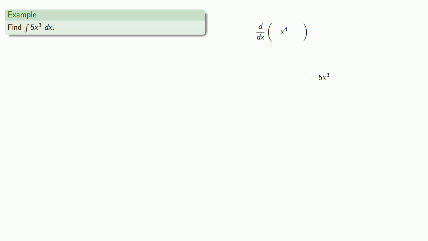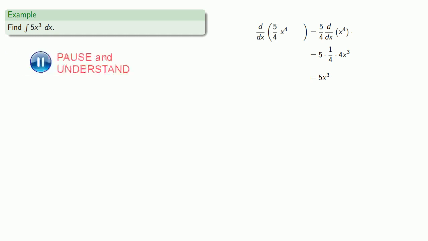If my original function was x to the fourth, then the derivative will be 4x to the third, which is exactly the same as what I want. Oh, wait, no, it's not actually exactly the same as what I want. So let's fix it. I don't want a 4 here, I want a 5 there. So let's multiply by 1/4, that'll take care of the 4, and then multiply by 5, which will put in the 5. And because these are constants, I can multiply them together, and because they are constants, I can move them into the differentiation.